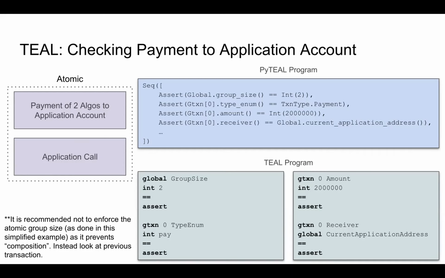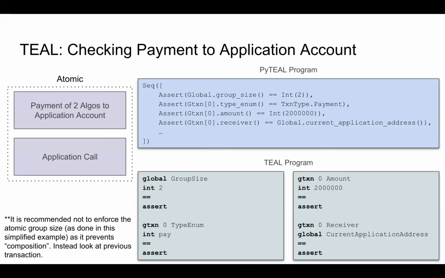Okay, coming back to the example of Alice as a donor sending money to the application account and calling the application. The way you would check that Alice paid, for example, 2 algos, is you check that the group is size 2, that is, there are these 2 transactions, that the first transaction is a payment, that the amount of the first transaction is 2 million, because the base unit in Algorand is a micro algo, so you need to multiply everything by 1 million, so it's 2 million for 2 algos, and that the receiver is the application account. That looks like this in TEAL.